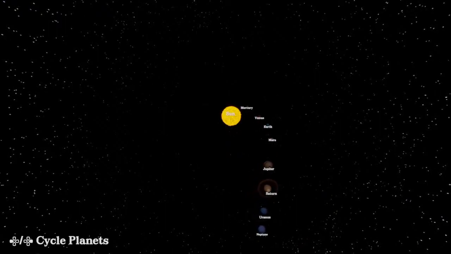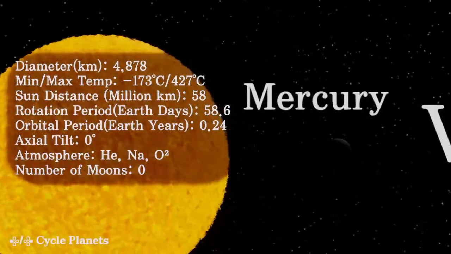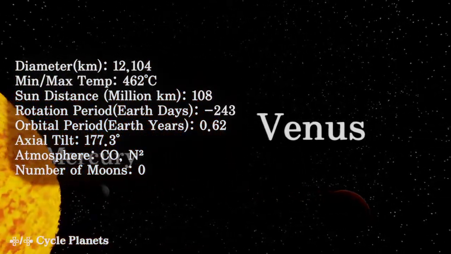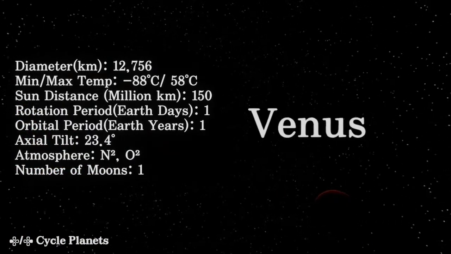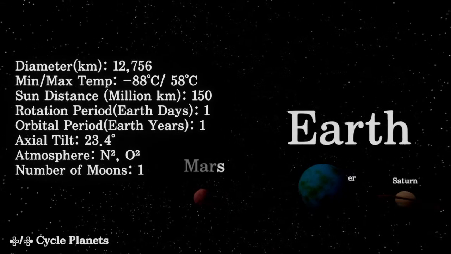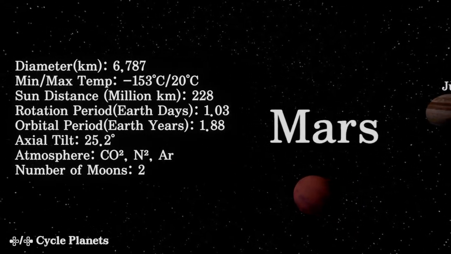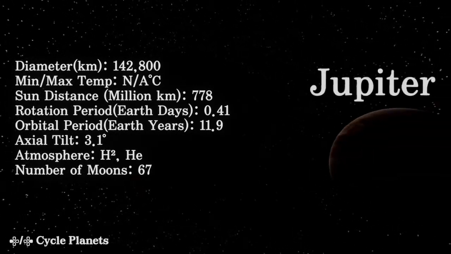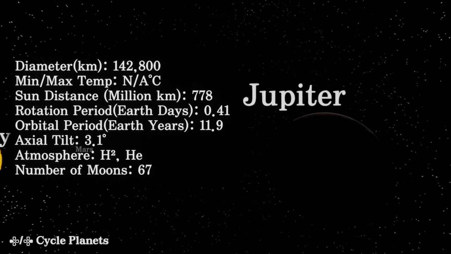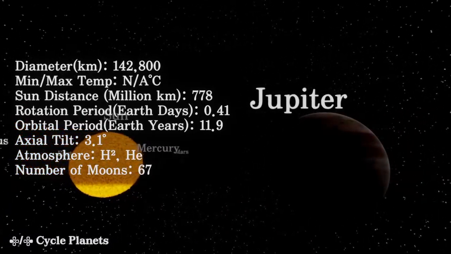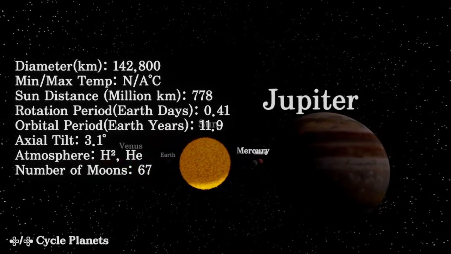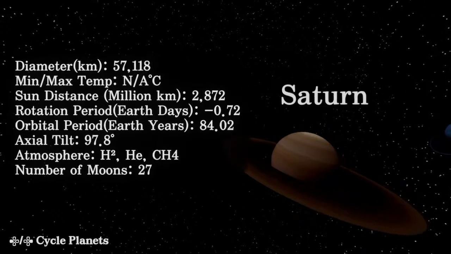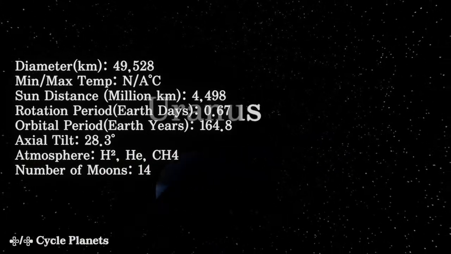Welcome to our solar system. Our first planet is Mercury. Diameter, blah blah blah. Next is Venus. Axial tilt, 177.3 degrees. Earth, blah blah blah. Mars. Diameter in kilometers is 6,787, blah blah blah. Jupiter, diameter 142,800 kilometers. The minimum and maximum temperature, not available. We'll have to just skip that. Saturn, Uranus, Neptune.